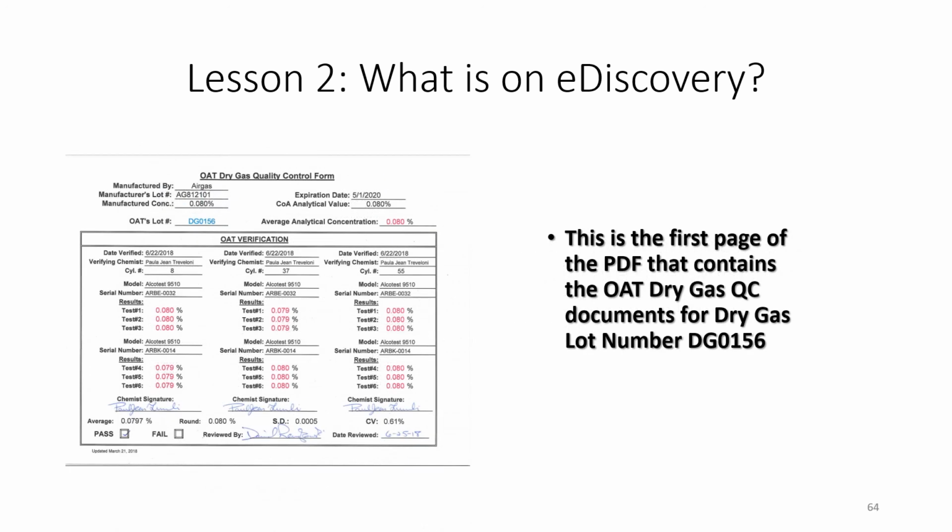In contrast, if you use the search feature for dry gas quality control documents and you're looking for the quality control documents for dry gas lot number DG0156, when you click on that hyperlink, it will lead you to a page where you can open up a PDF, and this is what the quality control document will look like for that particular lot number. It will have the signature of an Office of Alcohol Testing staff member. It will have a date on which that quality control testing was conducted.